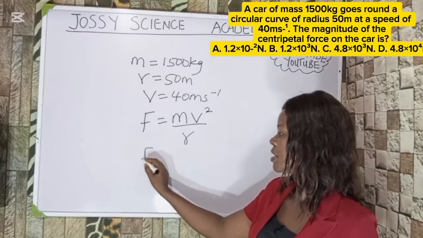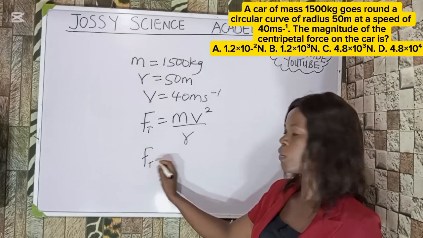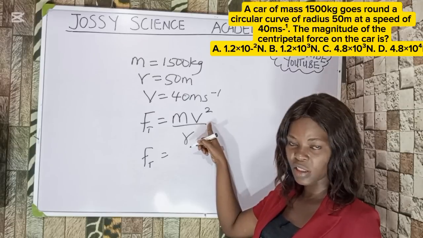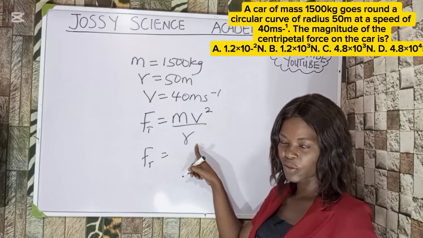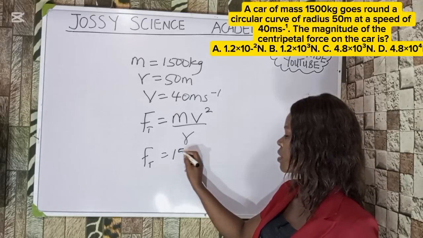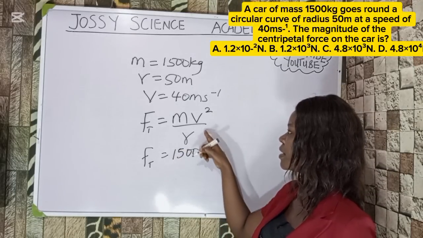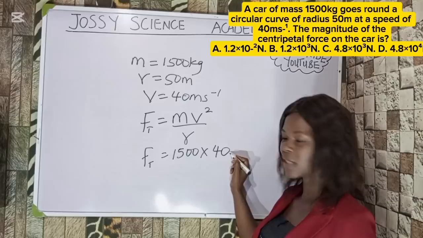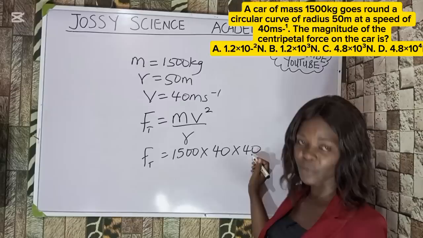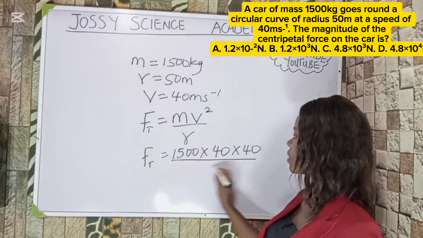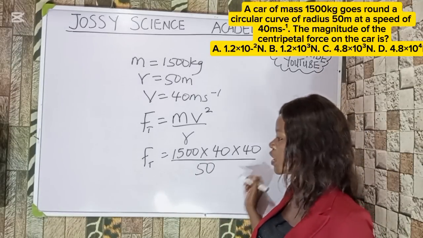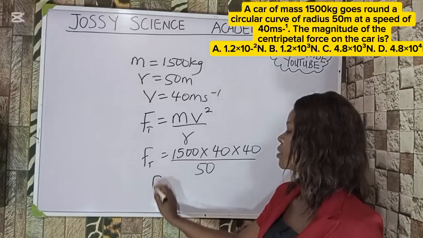Okay. So this is centripetal force, where m is my mass, v is the velocity or the speed, and r is the radius. So let's just put it into what we have. We have 1,500 multiplied by my v, which is 40. And remember, this is 40 squared. We can just say 40 multiplied by 40. We are still correct. So divided by 50, which happens to be my radius, right? So let's work it out and see what we have.